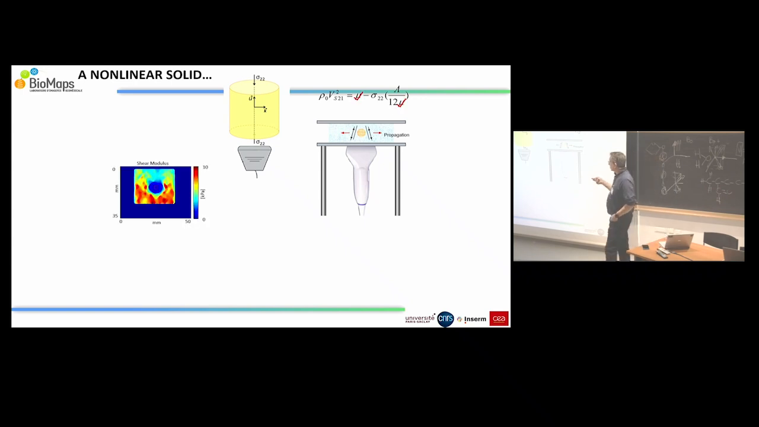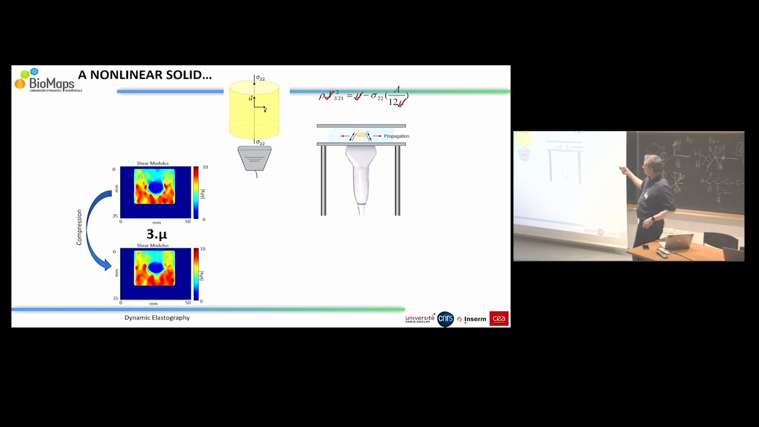You acquire, before compression, a shear modulus map. So you have a soft inclusion in the material. And you apply a small stress in order to get a new map. If you multiply by 3, you get the Young's modulus when you have no stress. So here we acquired V for one step of compression, and mu, which was mu at step 0 before compression.